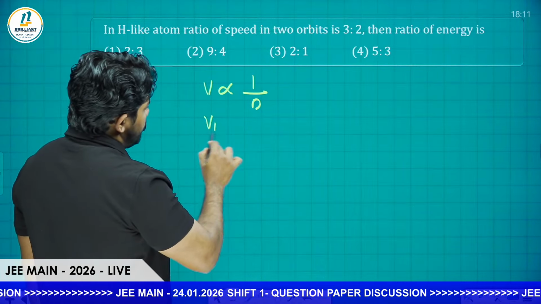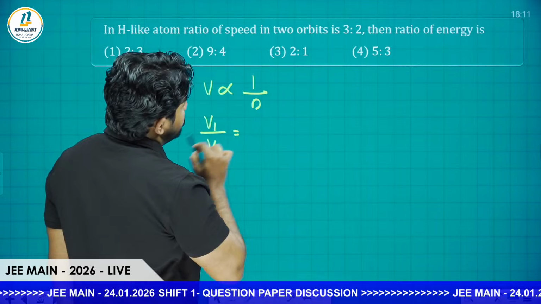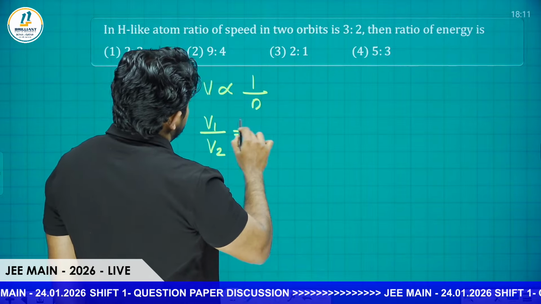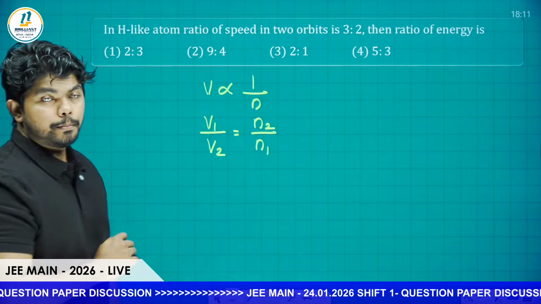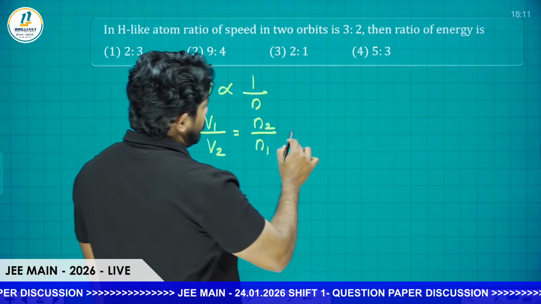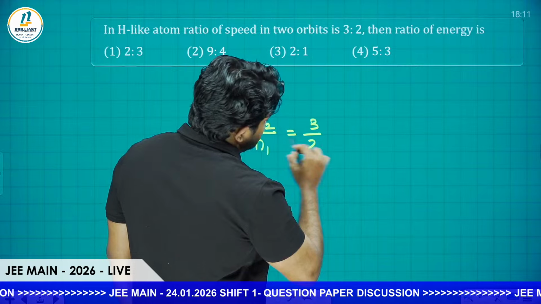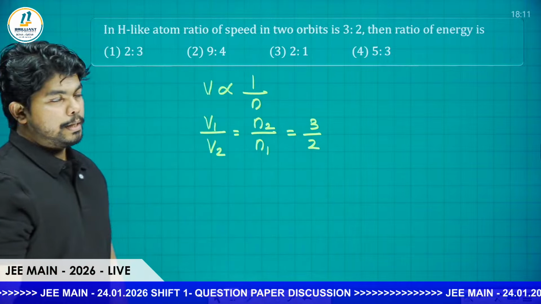So we can write V1 by V2, that is already given. That is nothing but N2 divided by N1. Right? V1 by V2 will be N2 divided by N1. That is 3 by 2. Okay, that is equal to 3 by 2.